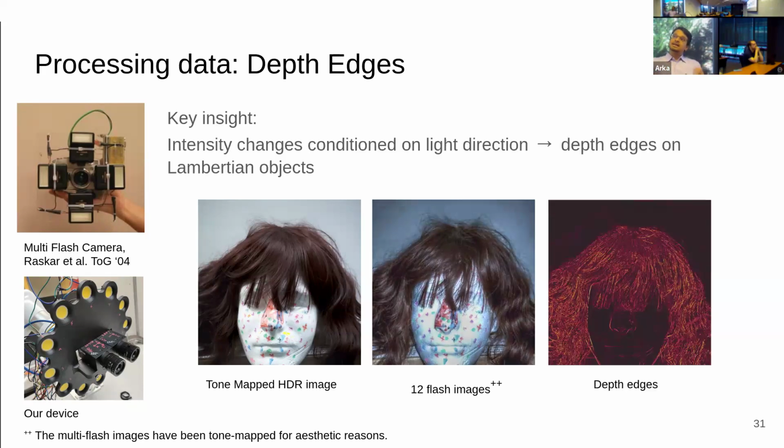The key insight here is that the intensity changes conditioned on the light direction is strongly correlated with the depth edges on Lambertian objects. Although this is not completely a Lambertian object, the Lambertian assumption works out for this case. This was first figured out by Ramesh Raskar in the classical multi-flash camera paper, and our system qualitatively also performs similarly. I should also point out that these depth edges are just per pixel heat maps. It's just a likelihood of whether that pixel has a depth edge or not. We didn't connect those pixels to extract individual hair strands, although it has been done before in literature.